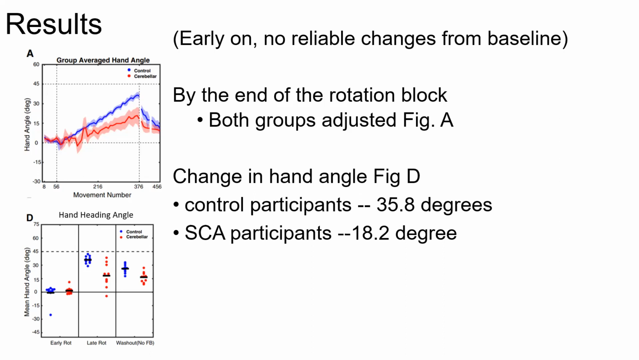So looking at figure A, we see that both groups ended the rotation block with changes to the hand angle, and figure D shows us that the control group changed hand angle by 35.3 degrees, a larger change compared to the SCA group's 18.2 degree change.